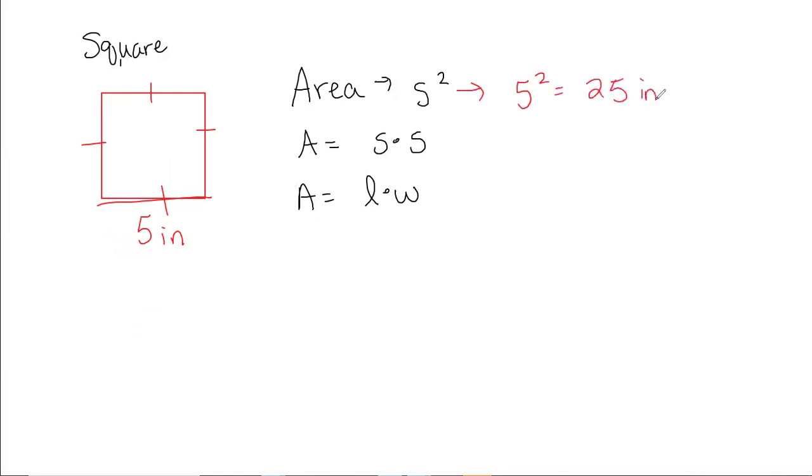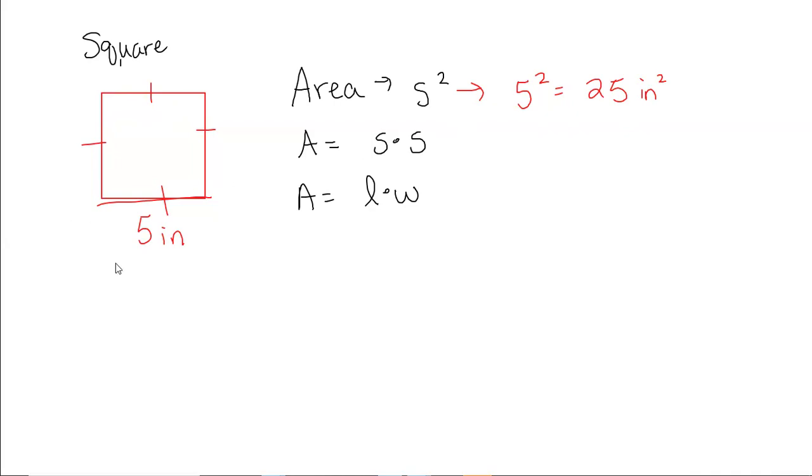We're in inches, and area is always in square units, always. That just means 25 little squares could fit in there, where each little square is an inch on every side. Okay, that's all that means. So always just put the little 2. That's what you do for area.